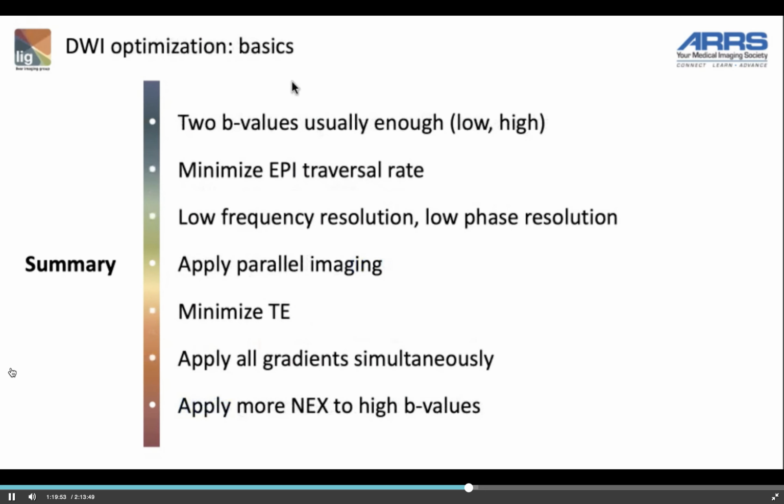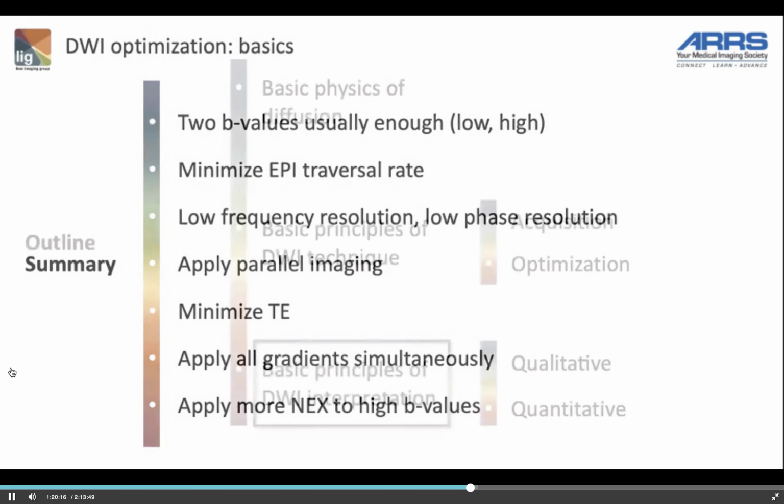How do you optimize your sequence? Usually 2 b-values is enough. You want to minimize your EPI traversal time by using low frequency resolution, low phase resolution, and applying parallel imaging. You want to minimize your TE by applying all gradients simultaneously and apply more NEX to high b-values to get some signal to noise.